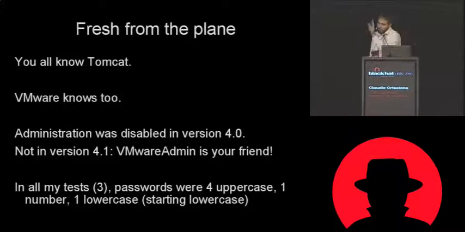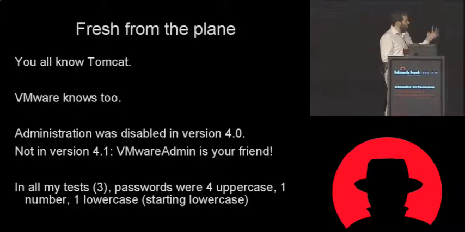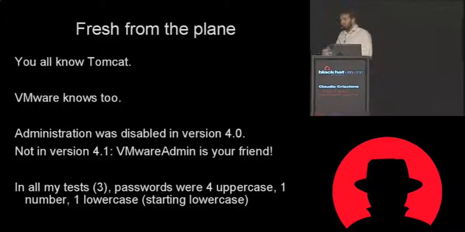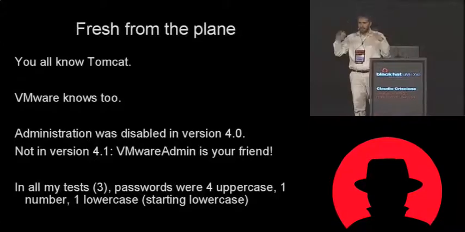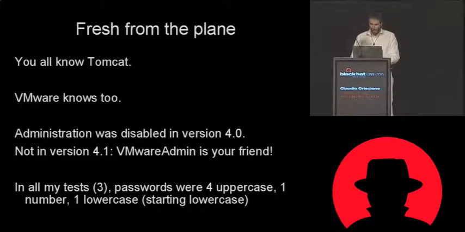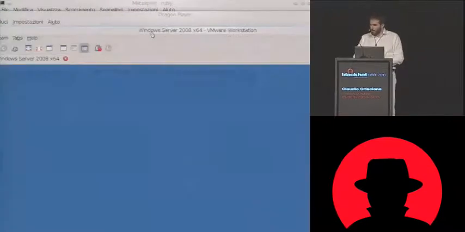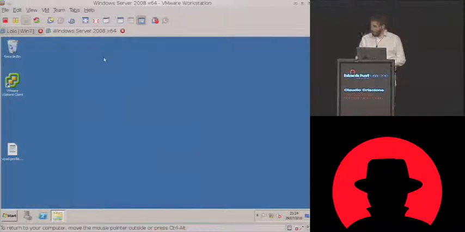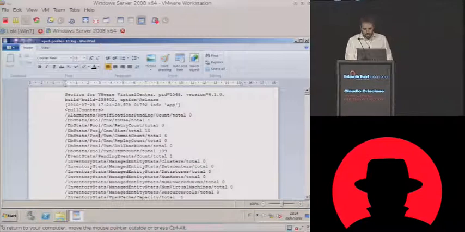In all my tests, the password for this user has been randomly generated and is 4 uppercase characters, 1 number, and 1 lowercase character, starting with a lowercase character. So I don't know how many, maybe there are like 60 million different combinations, and I'm just making up the number in my head, but it could be possible to brute force it in a pen test. However, there is another thing which I would like to point out. This is a VMware vCenter installation running on top of Windows 2008. Oh, before anything else, let me show you the log file. This is the vpxd profiler log, which I just downloaded.